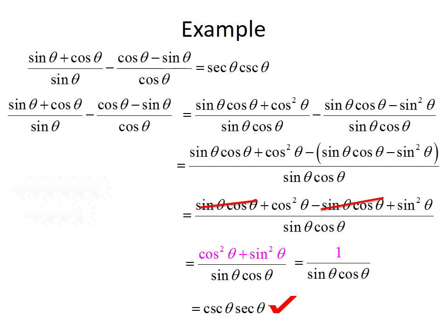And so we've proved the identity sine theta plus cosine theta over sine theta minus cosine theta minus sine theta over cosine theta equals secant theta times cosecant theta.